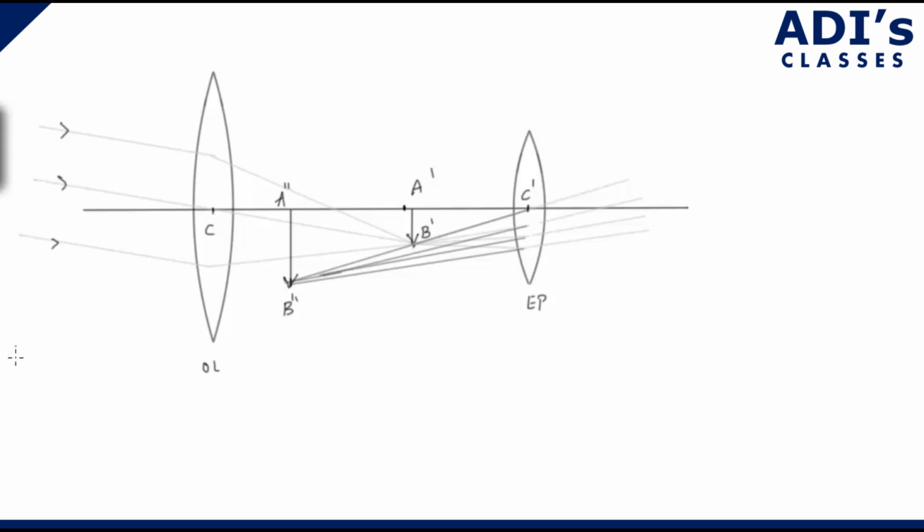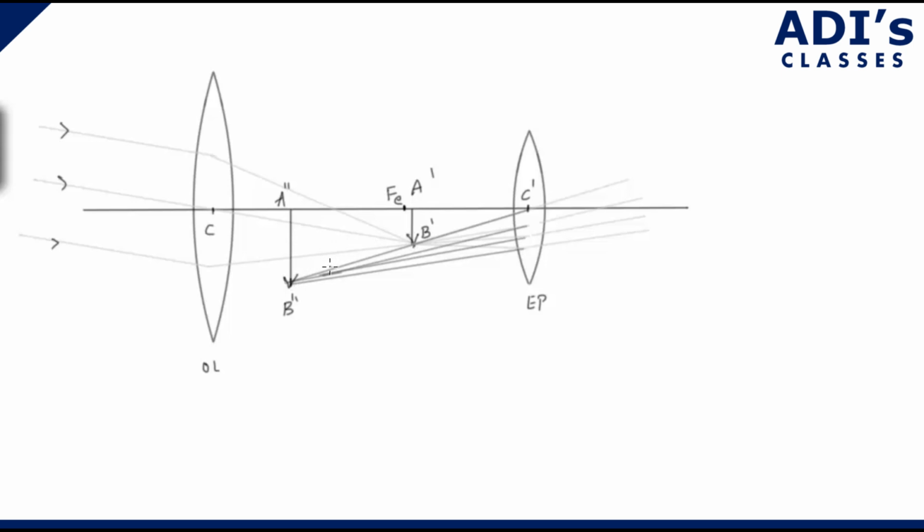Now one important thing, the light rays which are coming here, all of them will converge to a point. So here we have A dash B dash, and this point we can call FE. This is the principal focus for the eyepiece. We have A dash B dash, which is between C dash and FE. So a virtual image will be formed, which is nothing but A dash B dash. Okay, so this is an inverted image and A dash B dash is a virtual image.